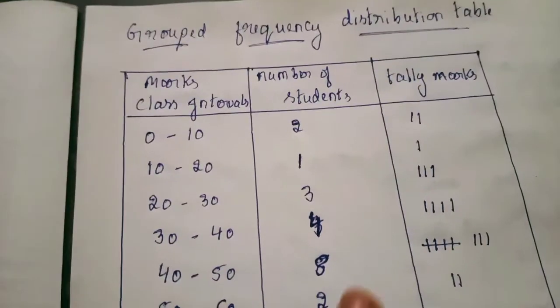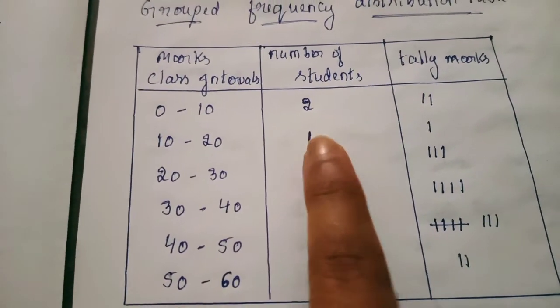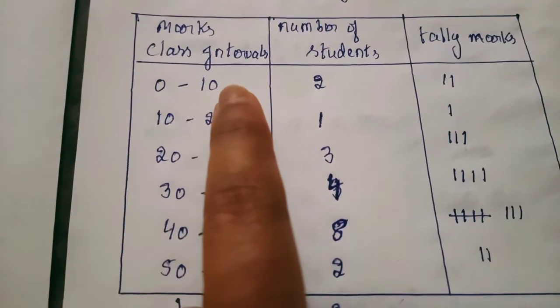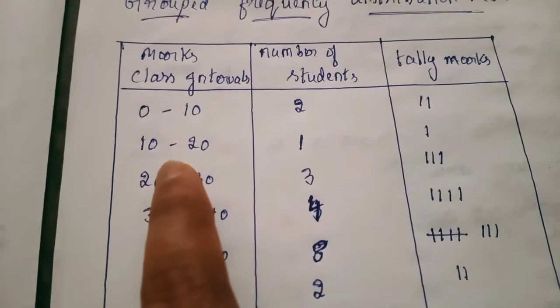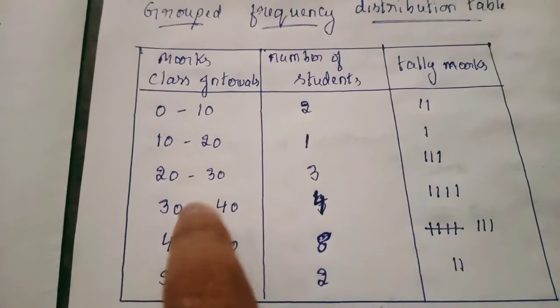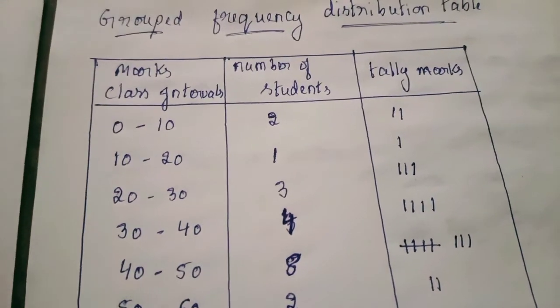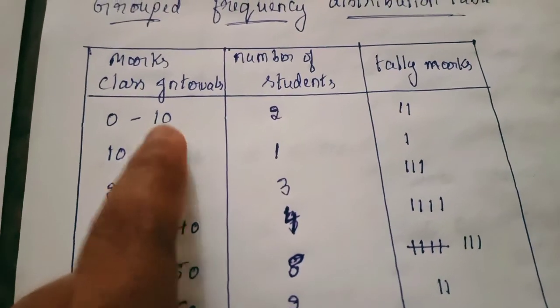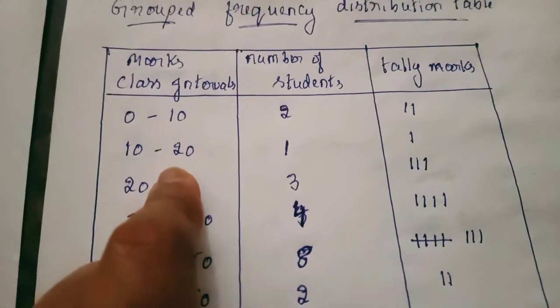But here you can see I wrote only 2. Why did I write 2? Because you can see that here 10 is repeated. The upper limit of the first class interval and the lower limit of the second class interval are the same. You can see 20, 20, 30, 30, 40, 40, 50, 50. Then, where to count 10? Where do I have to take 10 here? In the first class interval or in the second? Yes, it is in the second class interval.